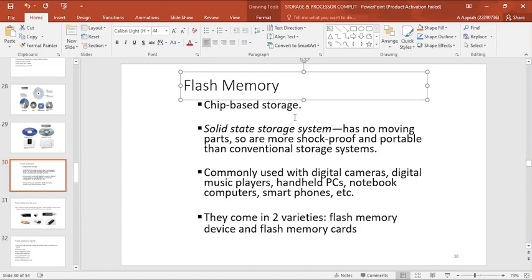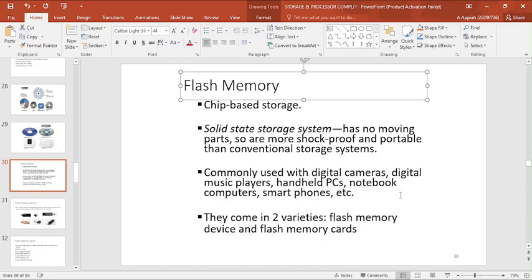So these days, our new laptops and memories come with the SSD, the solid state drive. Flash memory uses the solid state storage system, which has no moving parts and is more shock proof, and is also more portable than the hard disk drive. It's commonly used in digital cameras, digital music players, laptops, notebook computers, smartphones, etc.